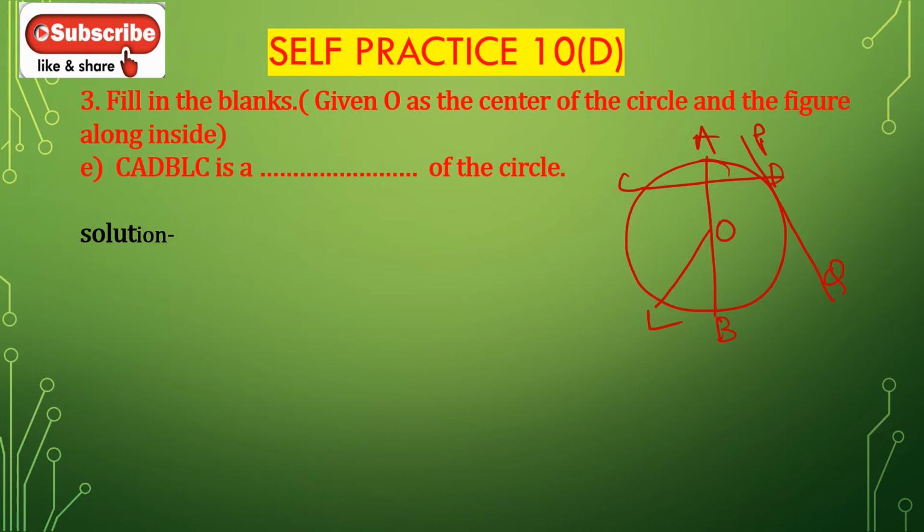CADBLC is the circumference of the circle. That is the perimeter of the circle. CADBLC is the circumference or perimeter of the circle.